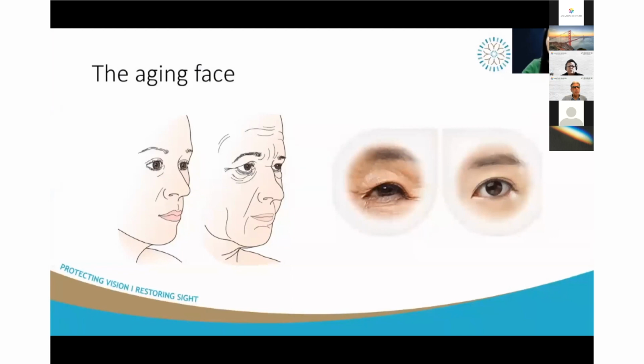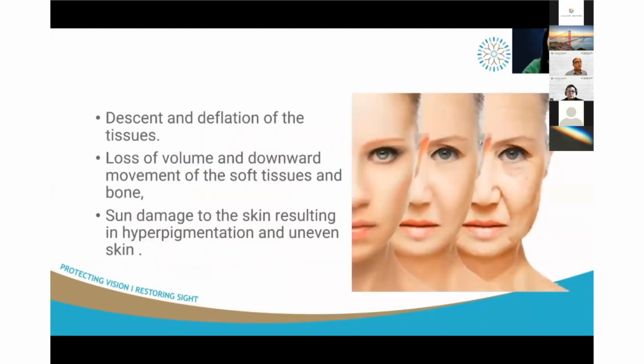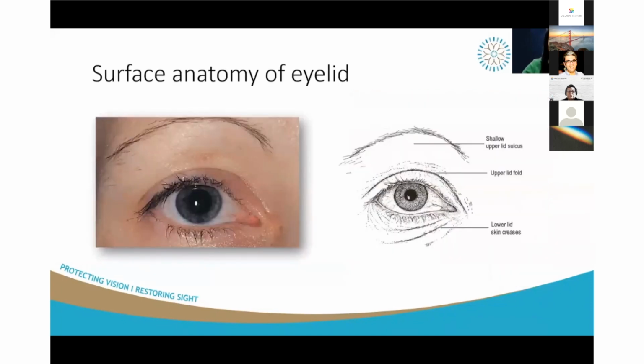There are a number of changes that occur to the eyelids and surrounding structure as a result of normal aging. Overall, the typical involutional changes of face and eyelids, including descents and deflations of the tissues, loss of volumes and downward movement of the soft tissues and bone, deepening of the skin wrinkles, sun damage to skin resulting in hyperpigmentations and uneven skin. Eyelids protect eyes. Any disease which alters eyelid structure or functions will threaten eyesight.